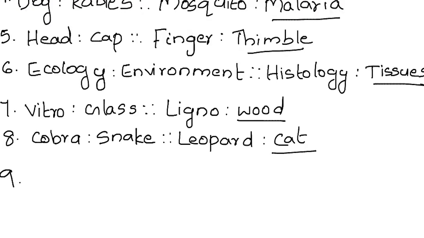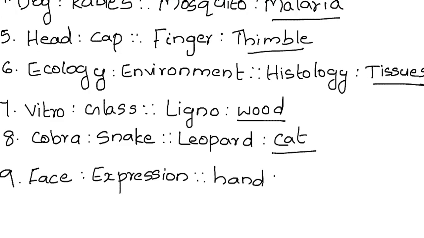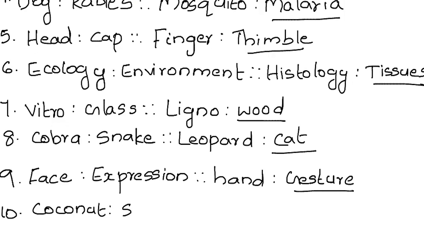Next is face, expression. Then hand, gesture. Coconut, shell. Coconut is covered by shell. And letter, envelope.